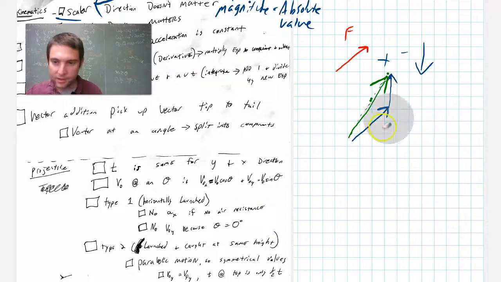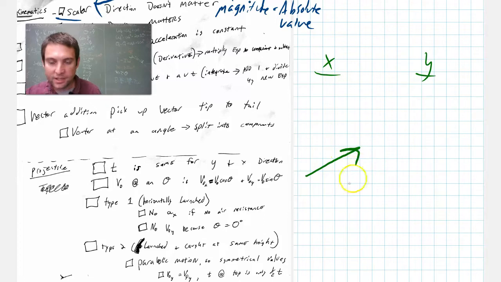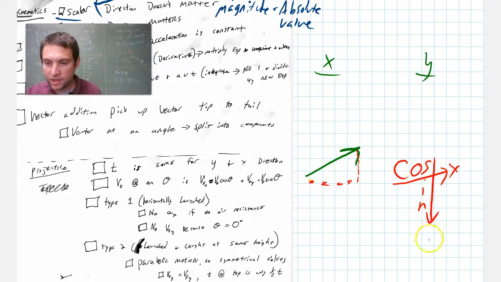Adding vectors graphically. To add them mathematically, keep your x and your y's completely separate. If you have any vector that's at an angle, you have to resolve it into its components. Not on a free body diagram, of course, because we never put components on a free body diagram. But, all right, so to get your x and y components, you are going to remember this. Little memory aid, cosine on the x, sine on the y.